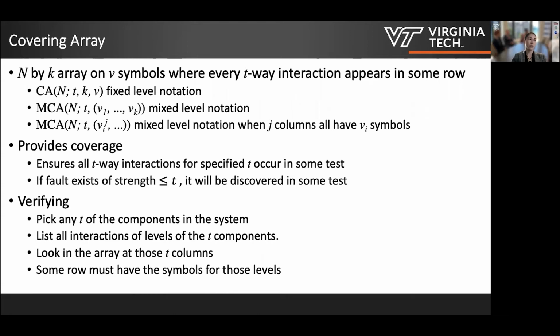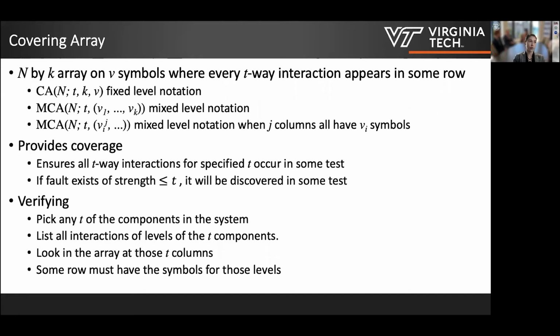And then we have a different notation when there are J columns that all have Vi symbols. So we have Vi raised to the J exponent. So if there are, let's say, 3 columns, 3 components that all have 2 levels, then we would just write 2 to the 3. And then we would have the next one. Let's say we also had 3 other components that have 4 levels, then we would write 4 to the 3.